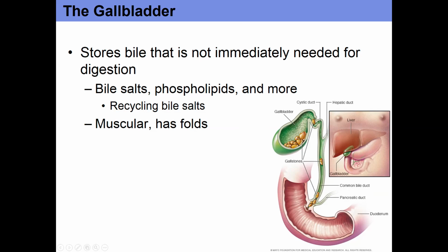There we go. All right, so because bile salts are cholesterol derivatives, those are the primary way that we excrete cholesterol from the body. So one of the things that can happen, though, is you can get gallstones, which you have probably heard of.